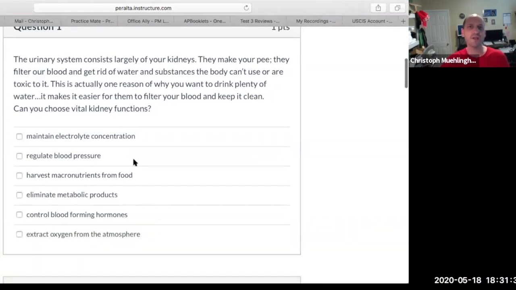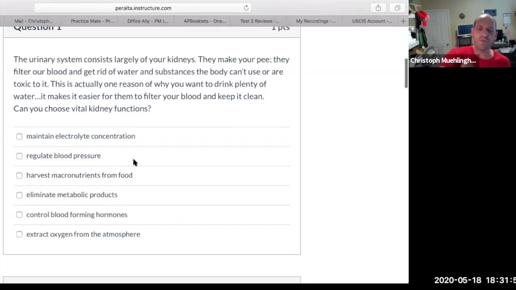The urinary system consists largely of your kidneys. They make your pee. They filter out blood and get rid of water and substances the body can't use or are toxic to it. This is actually one reason why you want to drink plenty of water. It makes it easier for them to filter your blood and keeps it clean.